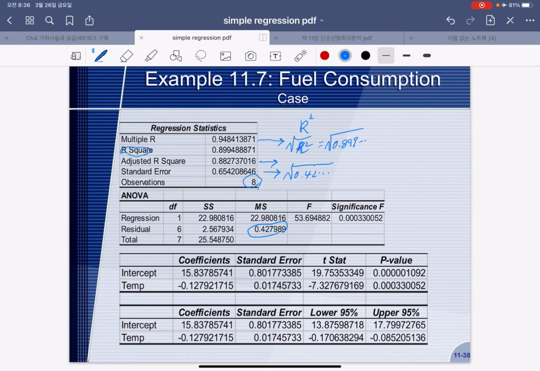Now let's look at the ANOVA table. ANOVA is used to test some type of hypothesis. The usual hypothesis is like this.